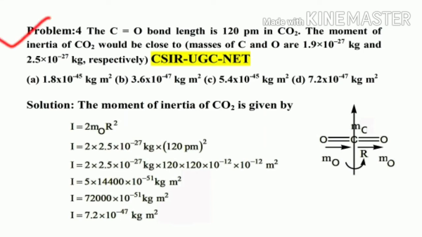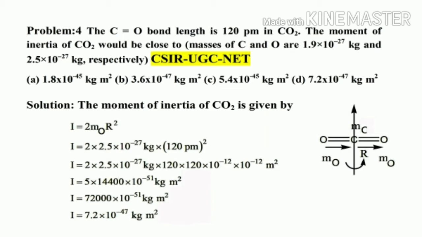Again we have another problem from the CSIR NET exam. The problem is: the C=O bond length is 120 picometer in the carbon dioxide molecule. The moment of inertia of carbon dioxide would be close to, the options are here. The masses of carbon and oxygen atoms are given in the question.